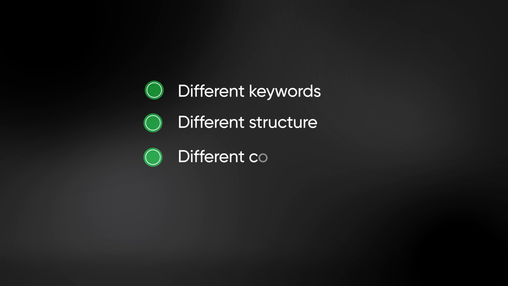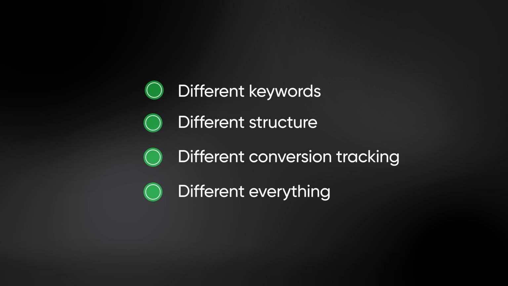Listen guys, lead generation and e-commerce are 2 completely different games. Different keywords, different structure, different conversion tracking, different everything. But almost every Google Ads tutorial treats them the same. The same defaults, the same campaigns, the same advice designed for someone selling trainers that's applied to a business selling professional services. It doesn't make sense. That disconnect is costing lead gen advertisers millions every year, quietly without a single alert or warning from Google.